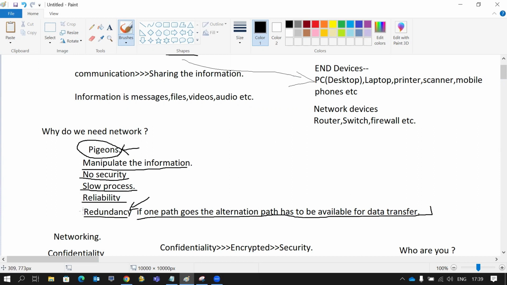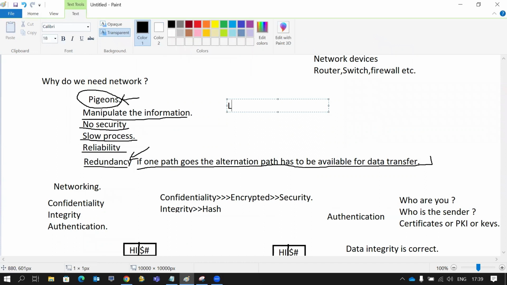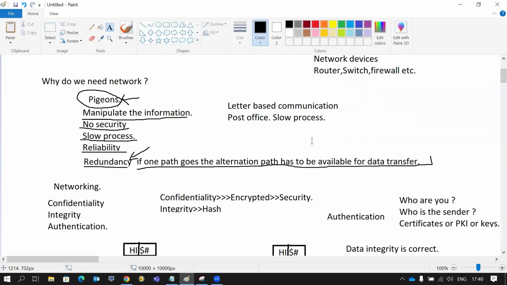So these are some disadvantages of communication ages ago. Not only this, we also have something called letter-based communication, for which we use the post office, but this is a very slow process. So in order to make this process a bit faster, networking was introduced.